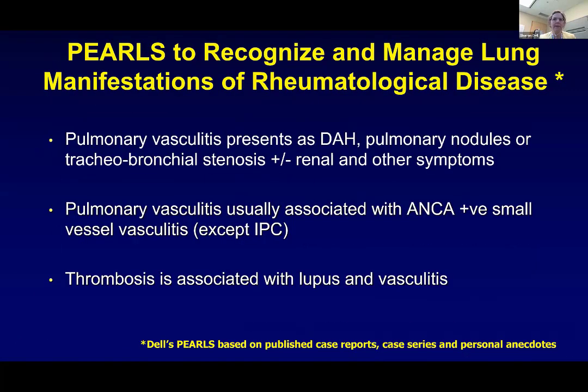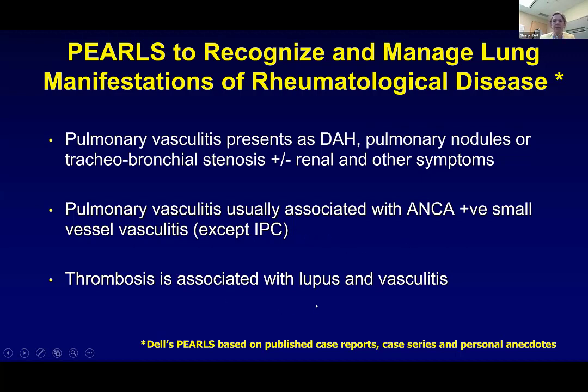Okay, we talked about that already. So I'm going to finish just with some of the pearls to reinforce these points. Remember that pulmonary vasculitis can present as diffuse alveolar hemorrhage, pulmonary nodules, or tracheobronchial stenosis, right? So when you see those things in the emergency department, think that it could be part of a rheumatological disease. Pulmonary vasculitis is usually associated with ANCA-positive vasculitides, except with idiopathic or isolated pulmonary capillaritis. It may or may not be ANCA-positive.